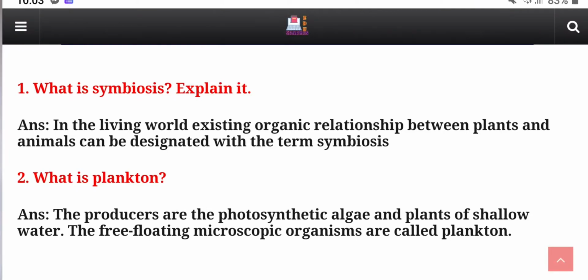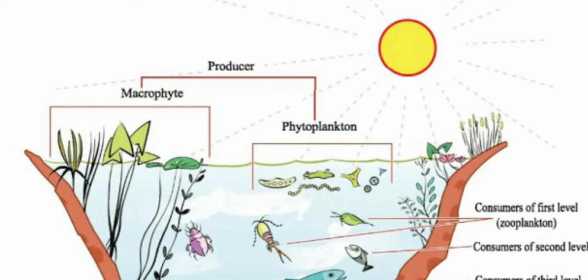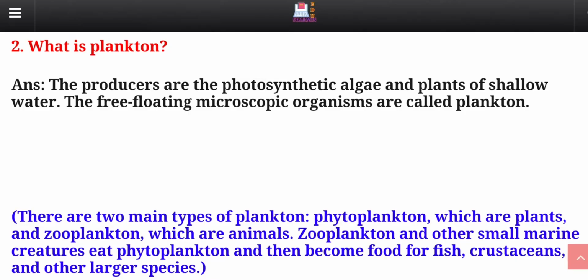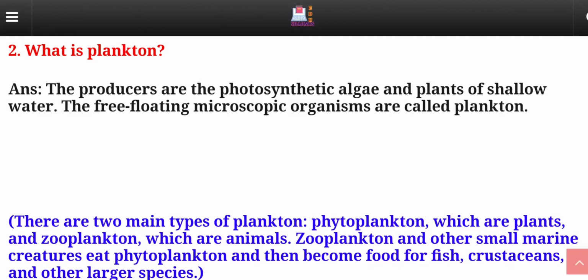Question number two, what is plankton? What is plankton? So producers and photosynthetic algae, that is the green color algae. If you see the water, there is a green color water. So that is the shallow water, and the free floating microscopic organisms are called plankton. So planktons are two types. Number one, phytoplankton, and number two, zooplankton. Phytoplankton are the plants, and zooplankton are the animals.